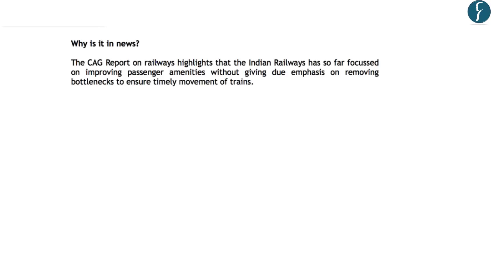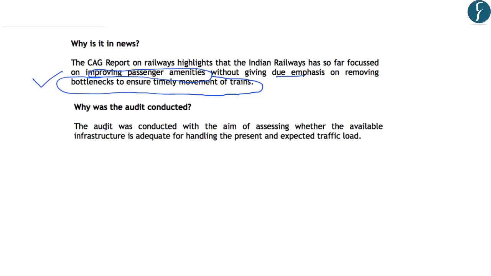The CAG report on railways has highlighted that the Indian Railways has so far focused only on improving the passenger amenities, and it has not given due emphasis to removing the bottlenecks to ensure the timely movement of trains. So the CAG says that the Indian Railways has not given emphasis to the delayed trains. Now, why was this audit conducted? The audit was conducted with the aim of assessing whether the available infrastructure is adequate for handling the present and expected traffic load. So, the audit was conducted to assess the infrastructural capability of the Indian Railways in handling the present traffic load and the expected traffic load.